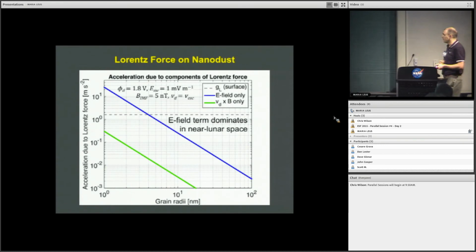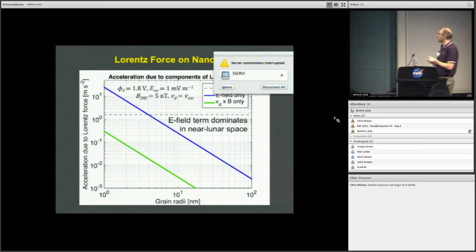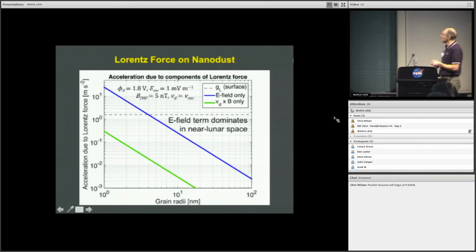Okay. So when we look at the acceleration from this, we've taken a test case of a nanodust grain in equilibrium, with the standard convection electric field for the solar wind, so typical conditions. What you find from this is that the E field term in that Lorentz force dominates near the moon, and the V cross B term you can pretty much ignore. So this is telling you that these dust grains are just zipping along the electric field direction.